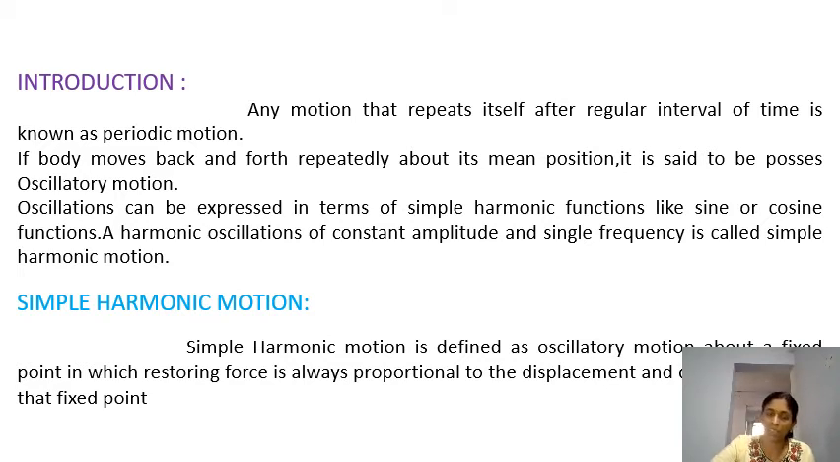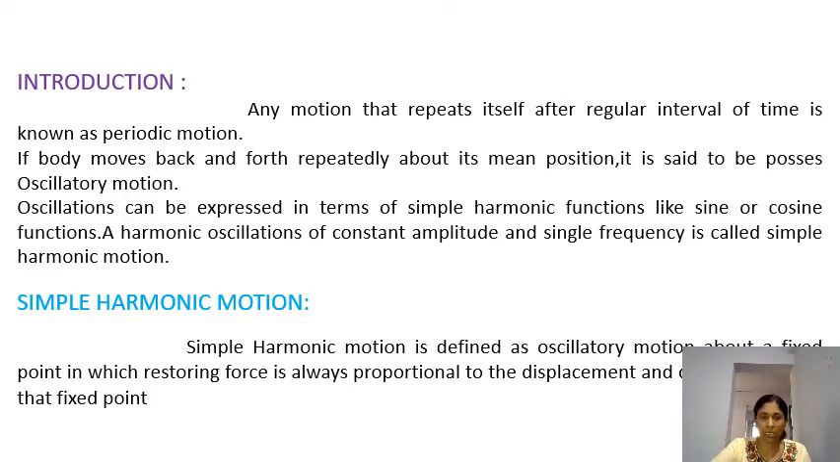So oscillations can be written in terms of sine or cosine functions. These harmonic oscillations have constant amplitude and a single frequency. These are some basic introductions about simple harmonic motion. These are things from your secondary classes.